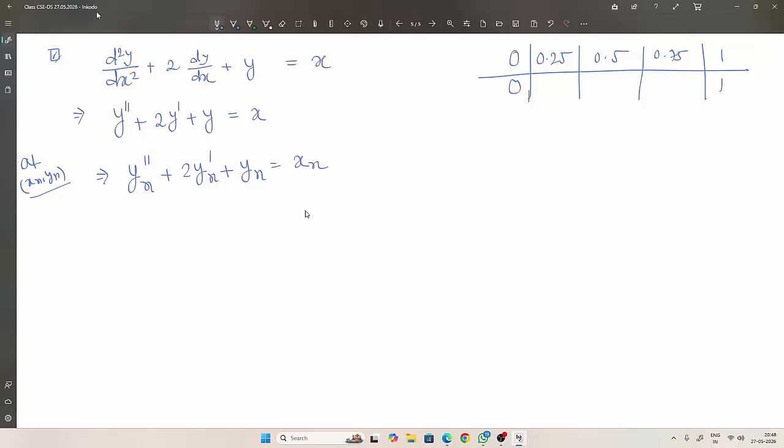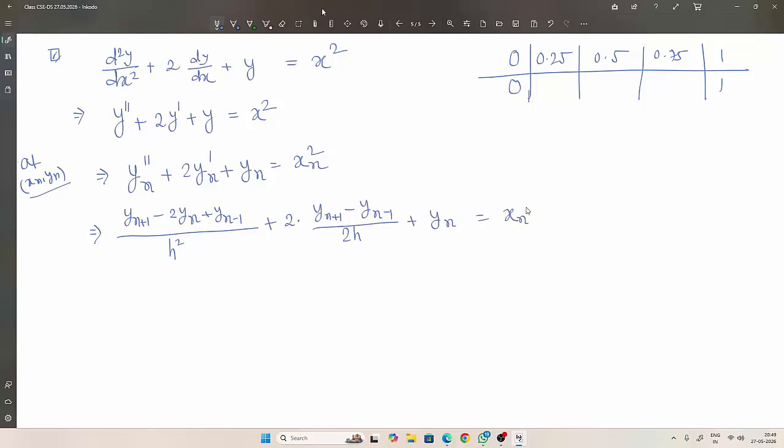Previously, the right side expression was not there. That can be x, that can be x square, whatever it may be. If it is x square, then it will be x square. Next, now we will replace all these expressions using the previous finite difference expressions. So first one was y of n plus 1 minus 2 into yn plus y of n minus 1 divided by h square, then plus 2 into yn dash, which is y of n plus 1 minus y of n minus 1 divided by 2h, plus yn is equal to xn square.